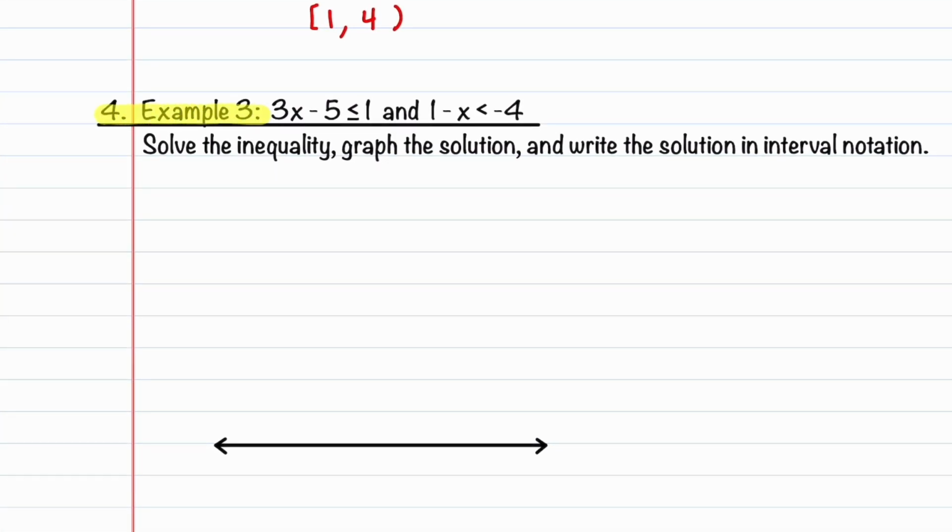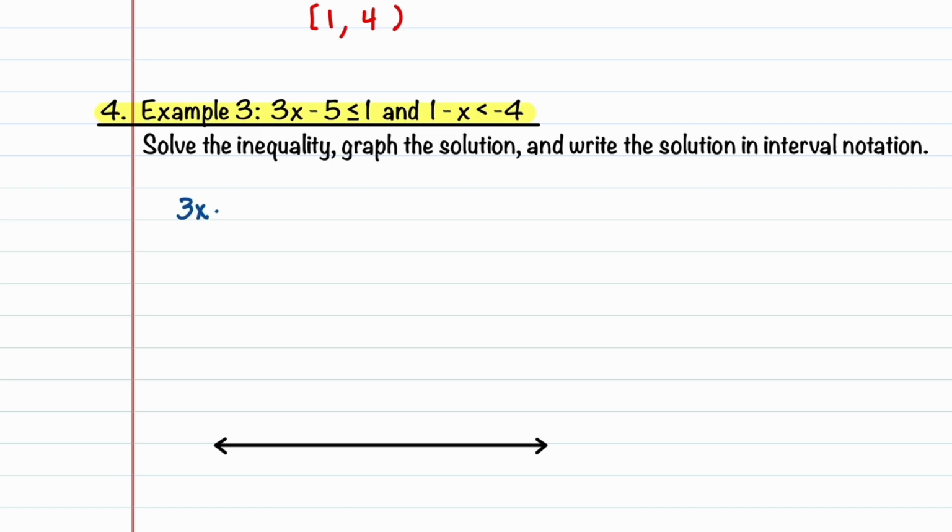Let's now look at our third example. This example also has an "and" in it. I would suggest that you pause the video and see if you can do this one on your own. I bet you can. We're going to begin with writing down our problem.